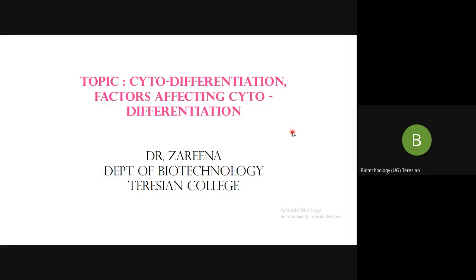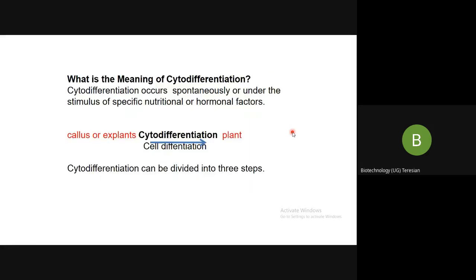To make it simpler, we can define cytodifferentiation as differentiation that occurs either spontaneously or under the stimulus of specific nutritional or hormonal factors. The whole developmental process of a plant from callus or explant is termed cytodifferentiation, or it is also called cell differentiation.